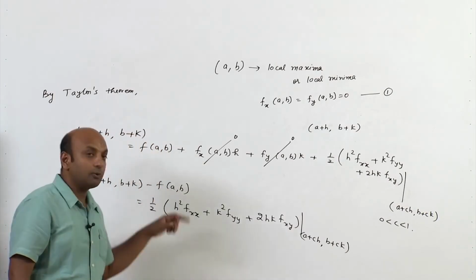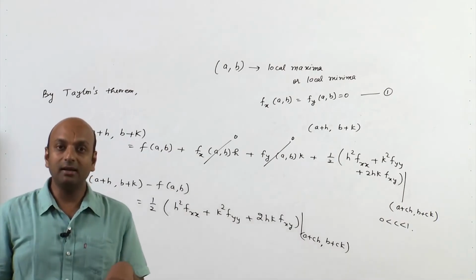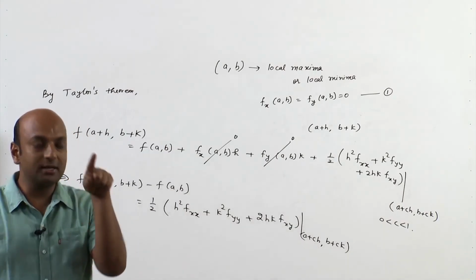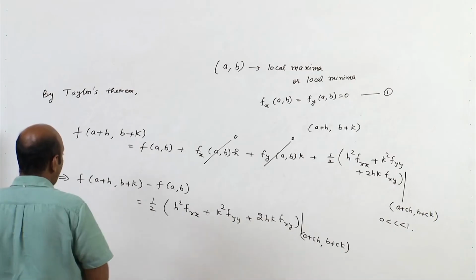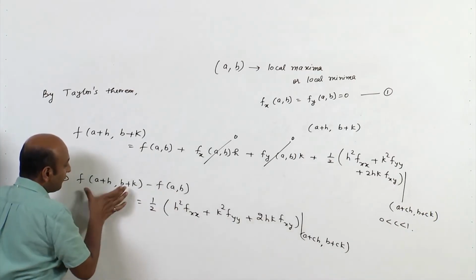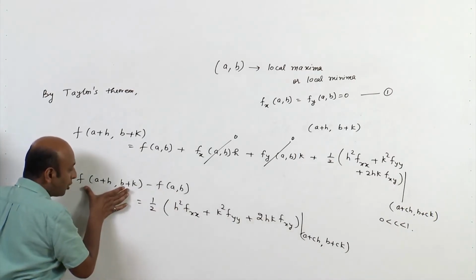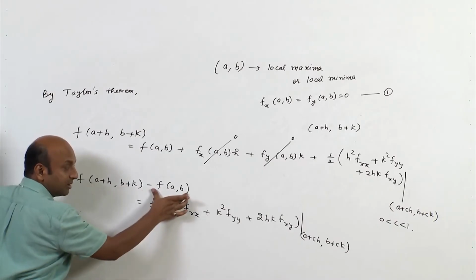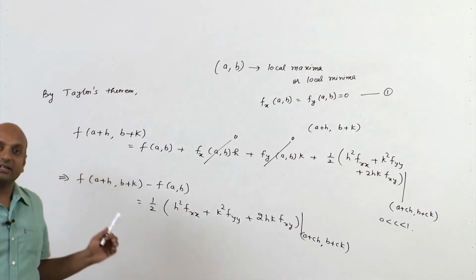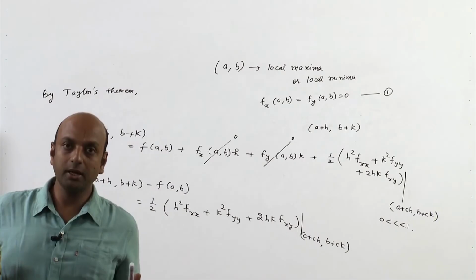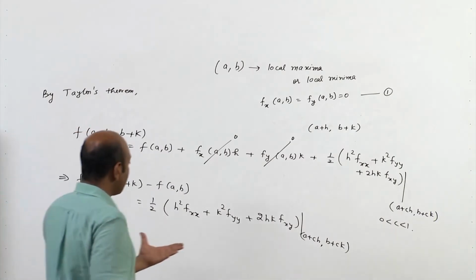If (a, b) is a point of local minima, then at the points near (a, b), the value of the function will be more than the value of the function at (a, b). So, the difference will be greater than 0. That means this must be greater than 0.